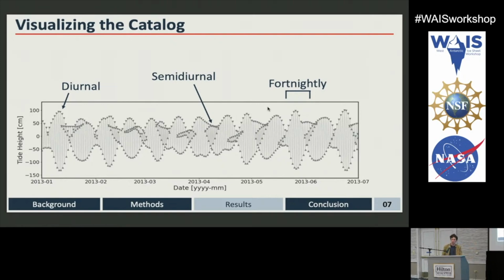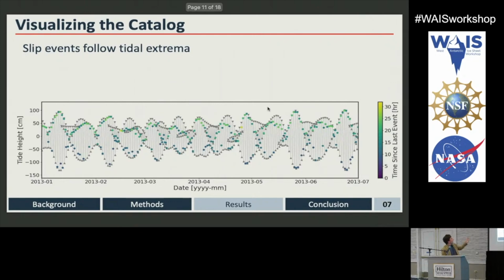And so we can take the events and plot them on this plot. Each of the dots is now an event. I've colored them by time since the last event, and I've also plotted them at the tide height of the event. And as previously noted, these events follow the tides. They're along the upper part of the diurnal tides, but when you have these semi-diurnal tides, they move away from the outer envelope and agree with when the semi-diurnal tides are occurring. This is just 6 months.